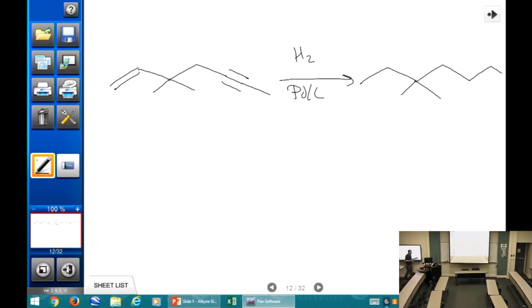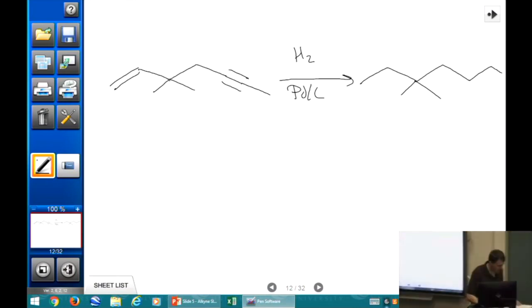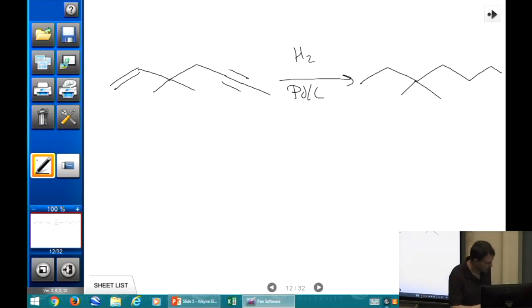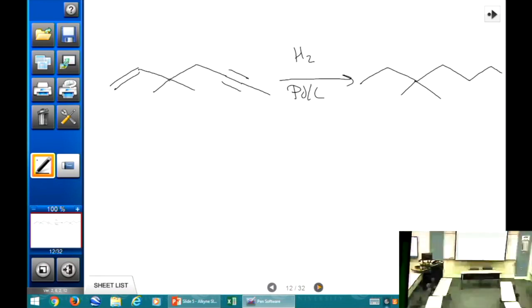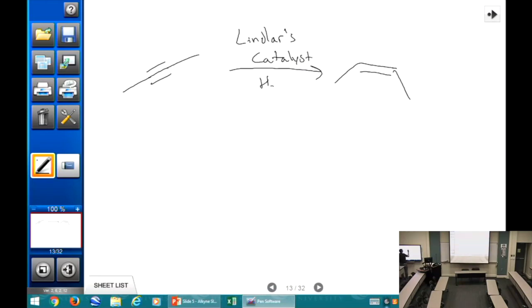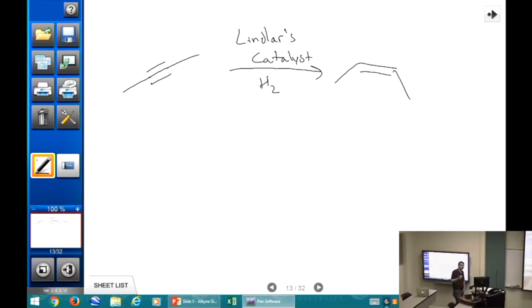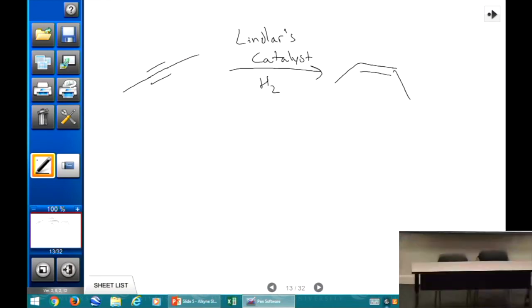Now we can stop at alkene depending on what reagents we use. So if we want to stop at a cis alkene, so we have an alkyne, and we want to get it to alkene, particularly cis alkene, we're going to use Lindlar's catalyst and H2. Lindlar's catalyst is a poisoned palladium catalyst and is only able to reduce the pi bond of the alkyne. It cannot reduce the pi bond of the alkene.